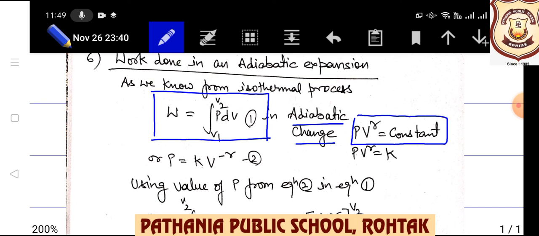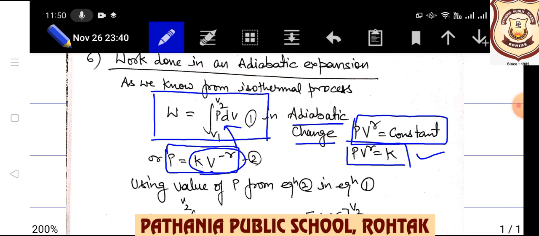The second important change is adiabatic change or adiabatic expansion. In this lecture we will start with this topic, work done in an adiabatic expansion. As we know from the isothermal process, the formula of work done when a gas at some pressure changes its volume from V1 to V2, we can always integrate the pressure in order to find out the work done, as it is mentioned in this equation.